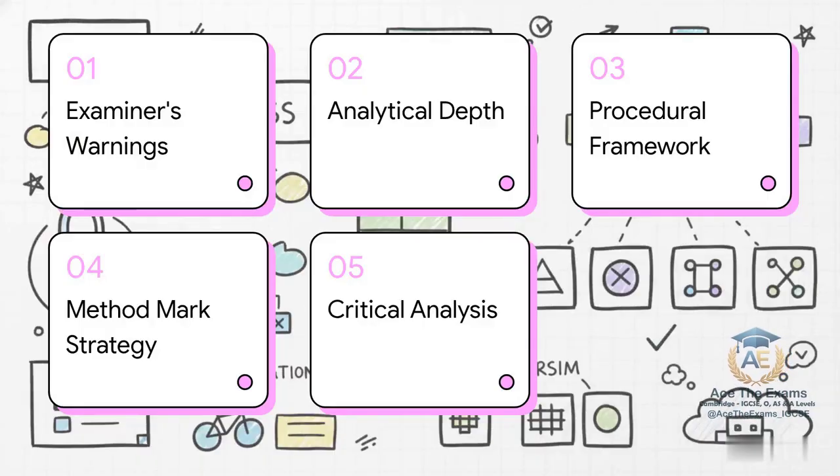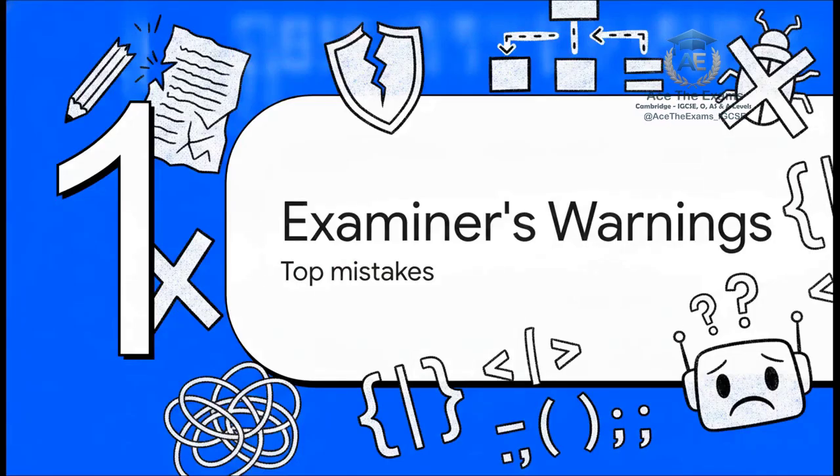Here is our treatment plan for today's session. 1, we'll look at the examiner's warnings. 2, we'll dive into analytical depths. 3, the OOP procedural framework. 4, the method mark strategy. And 5, critical analysis for top scores. Let's jump right in. Section 1, the examiner's warnings. We are going straight to the source to see what actually causes a failing paper.